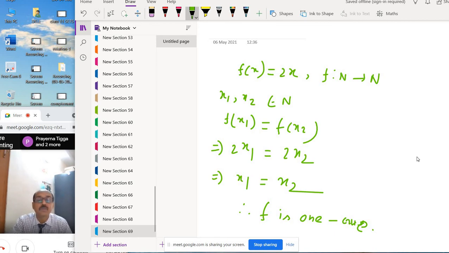Okay, so how to prove? Take any two elements x1, x2 belonging to N, natural numbers. f(x1) is 2x1, f(x2) is 2x2, so the condition is f(x1) equals f(x2), so 2x1 equals 2x2, 2 cancels, x1 equals x2. If we get x1 equals x2, that means it is a one-one function. So how to show a one-one function? Understand?